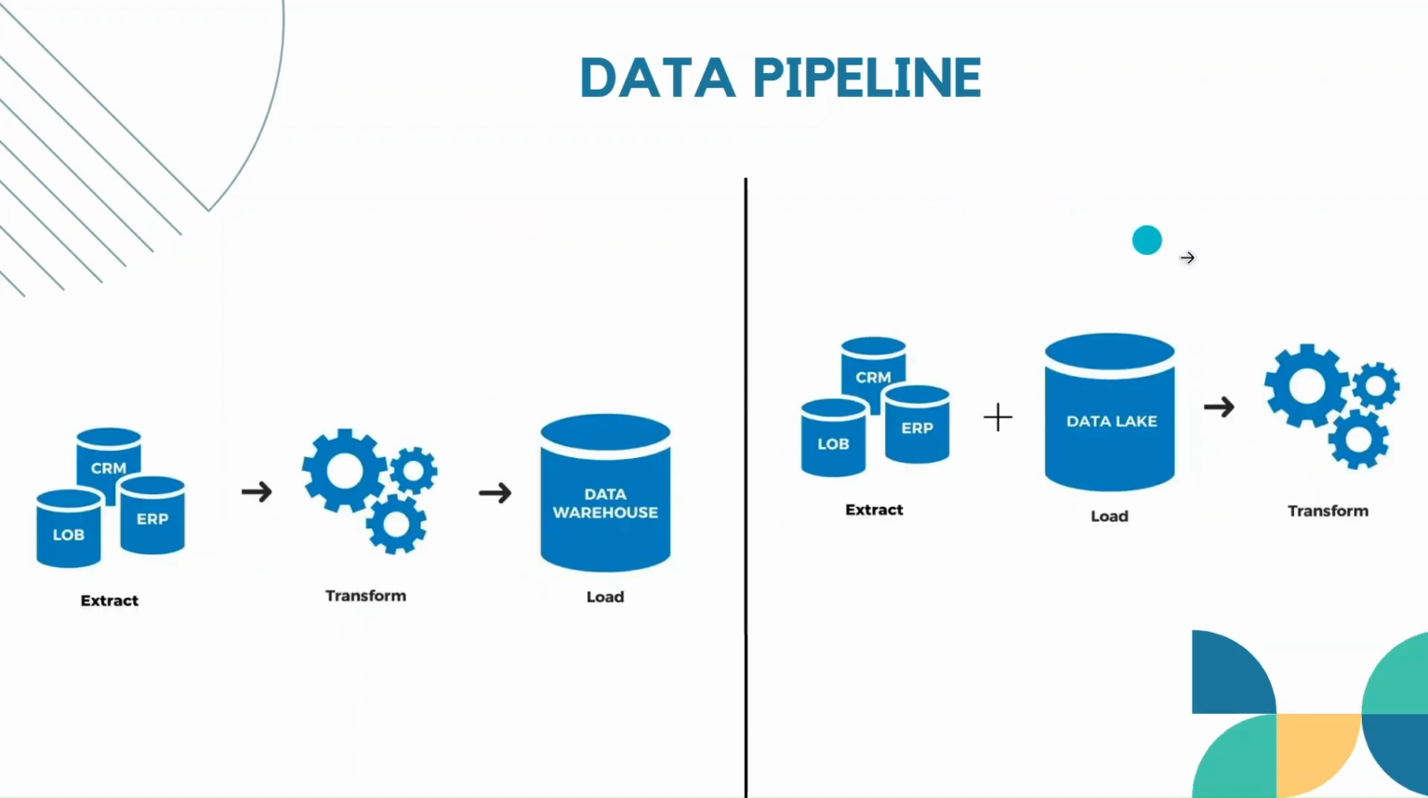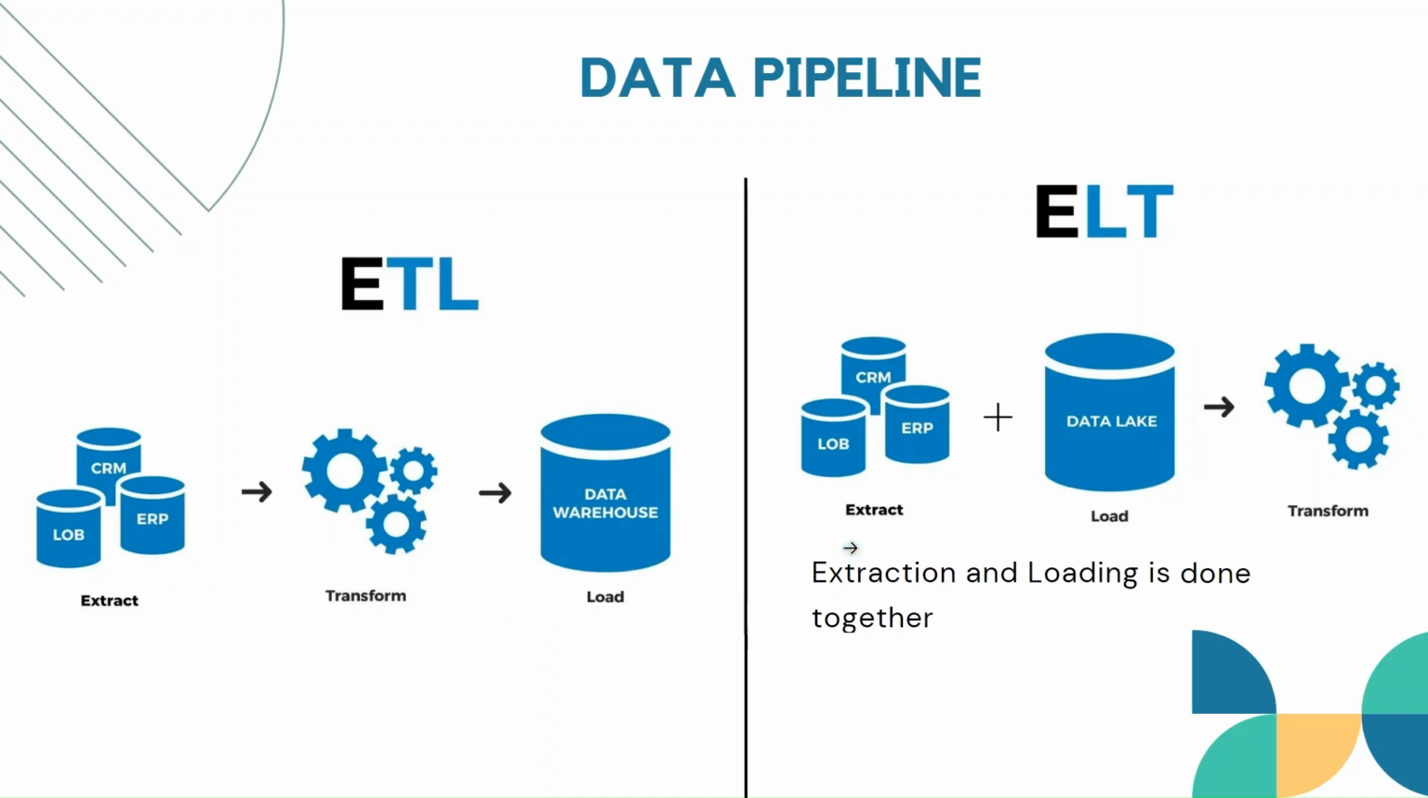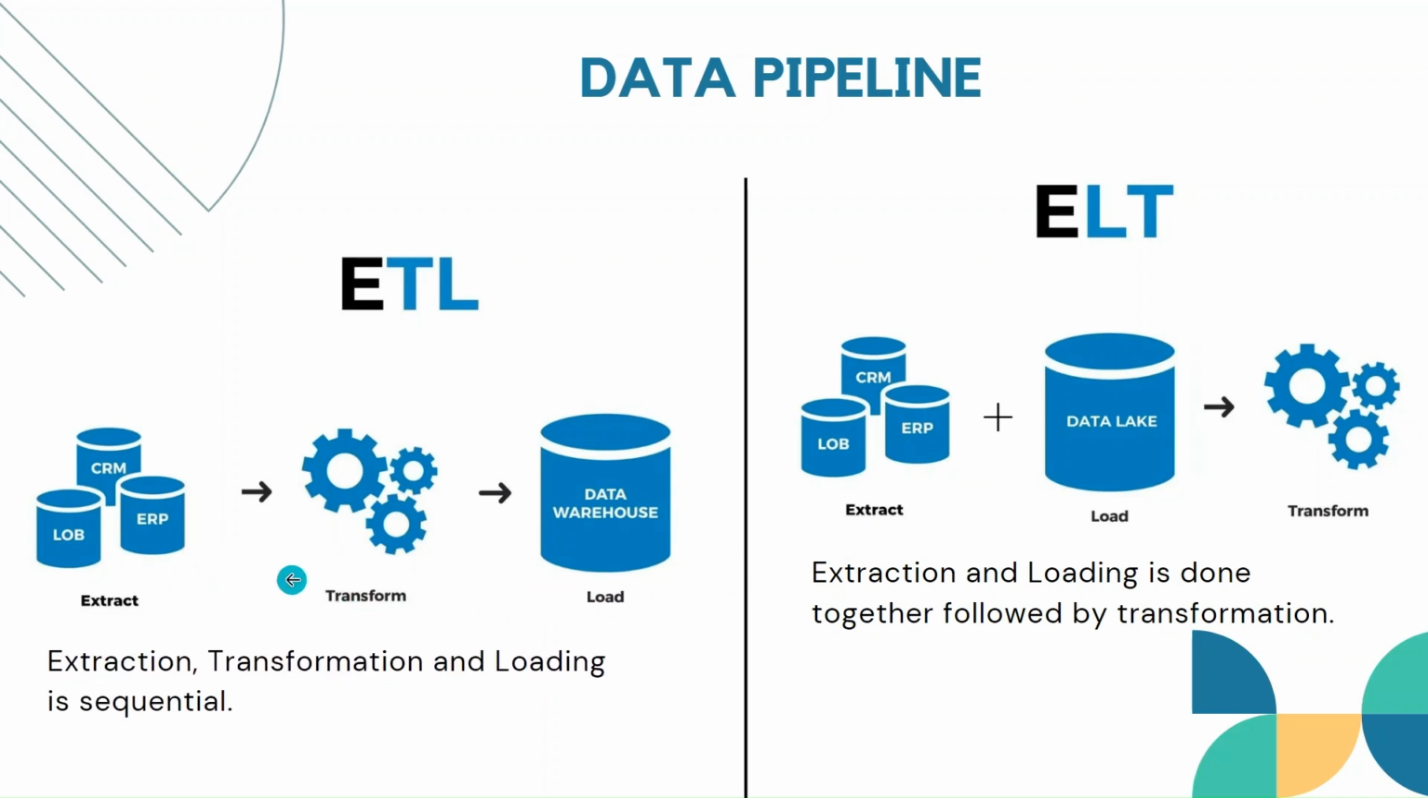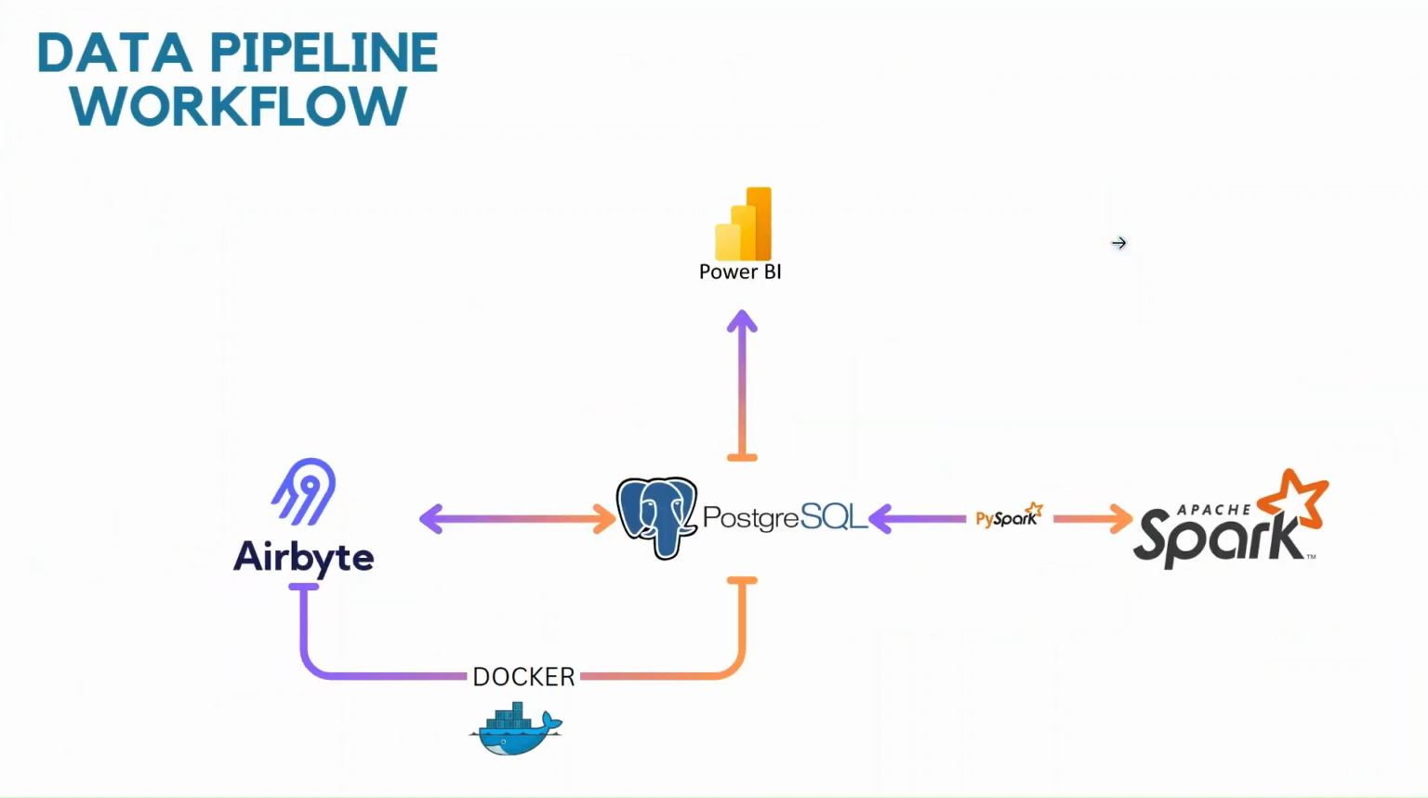This diagram explains an ELT process, or in other words, extraction, loading, and transformation. It is different from an ETL process, or extraction, transformation, and loading. In the sense, here extraction and loading are done together and transformation added on later. On the contrary, in an ETL process, extraction, transformation, and loading are sequential. Here's an example of a data pipeline workflow, which we will see in detail soon.